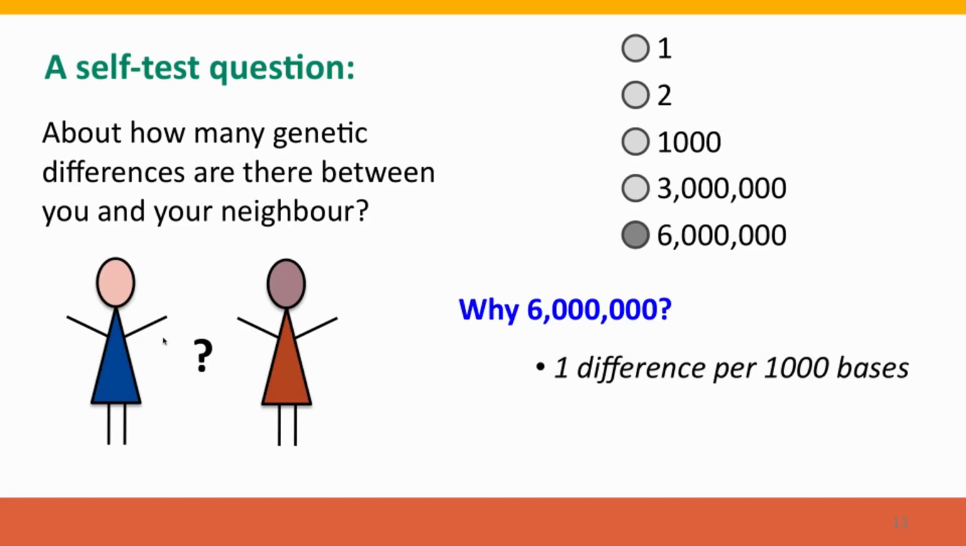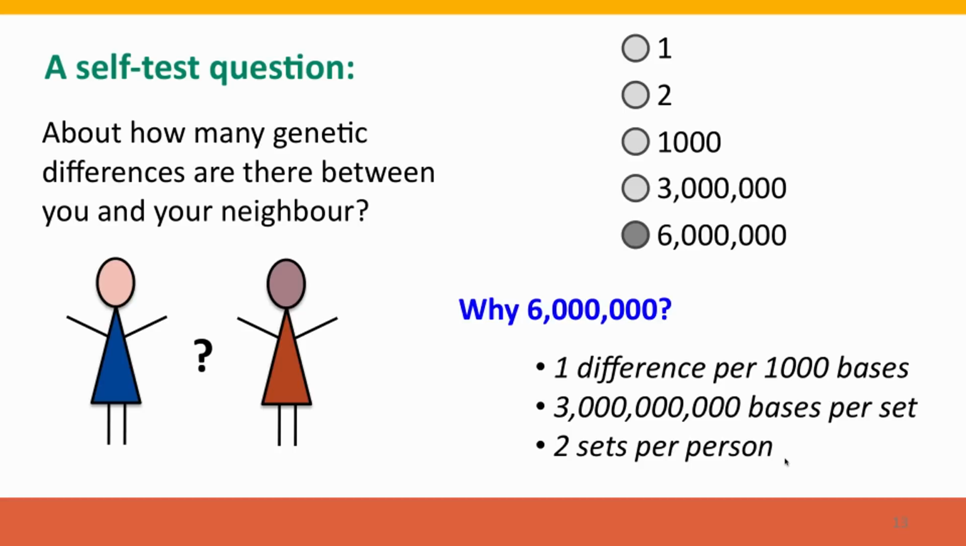Here's the calculation. There's 1 difference per 1,000 bases. There are 3 million bases per set. And there's 2 sets per person. So that gives us 6 million differences.